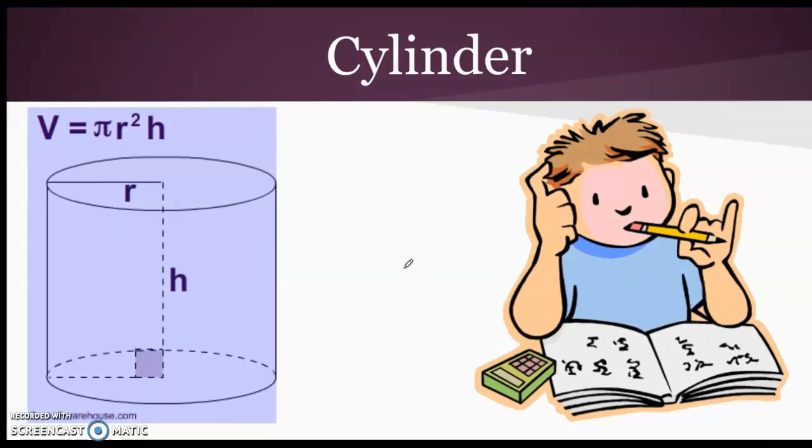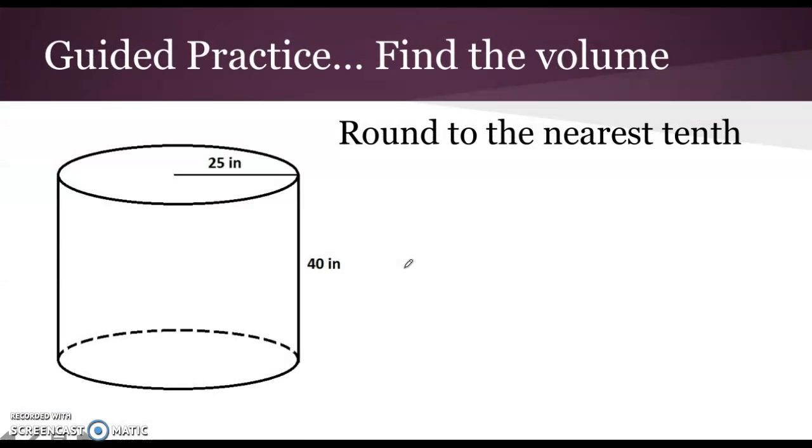Great, so now that you have that written down, let's look at an example. It says find the volume of the cylinder, and we're going to round it to the nearest tenth. Tenth means one decimal. So the first thing I want you to do is write the formula. Volume is equal to pi r squared h. Now the 25, that's my radius, and the 40, that's my height. So when I substitute, it'll be volume equals pi times 25 squared times 40.